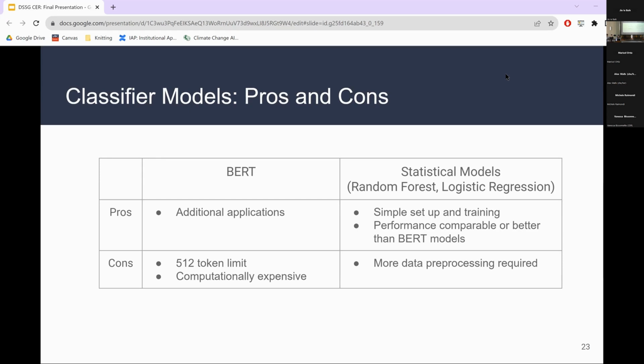And so just one of the limitations, or one of the things to consider as well, is that statistical models require a lot more pre-processing, and depending on the pre-processing chosen, our model performance can be affected.